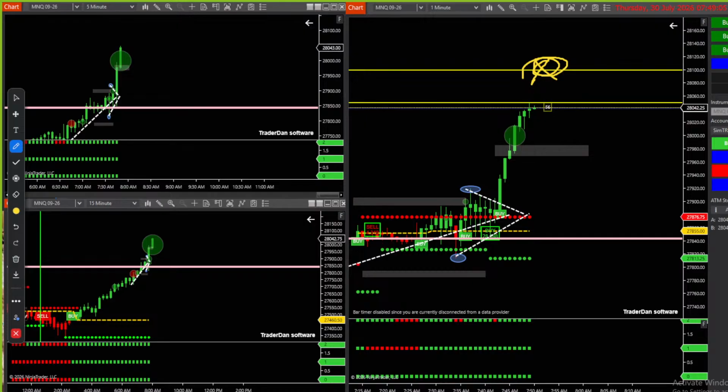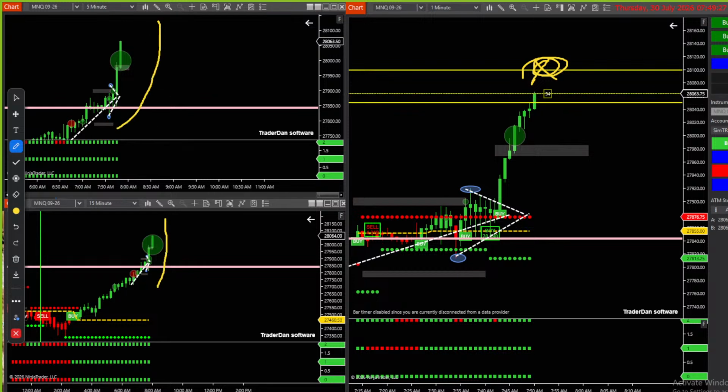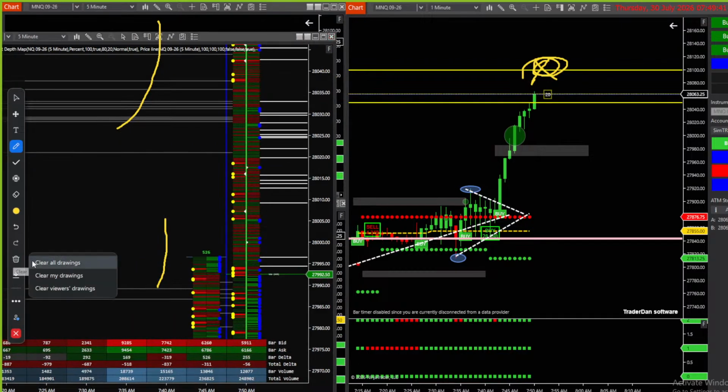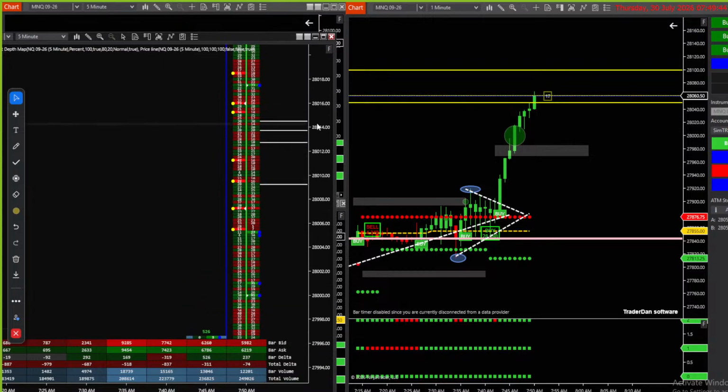I need some kind of pullback. It's just straight up. What do you call this when it's just straight up, guys? Parabolic, right? It's either you join the parabolic buyers or you wait for a pullback and you trade it appropriately. But there is a lot of spoofed orders in here. There is a lot of orders that are coming in here. Look at this, guys. These guys don't see these orders. We get to see them.